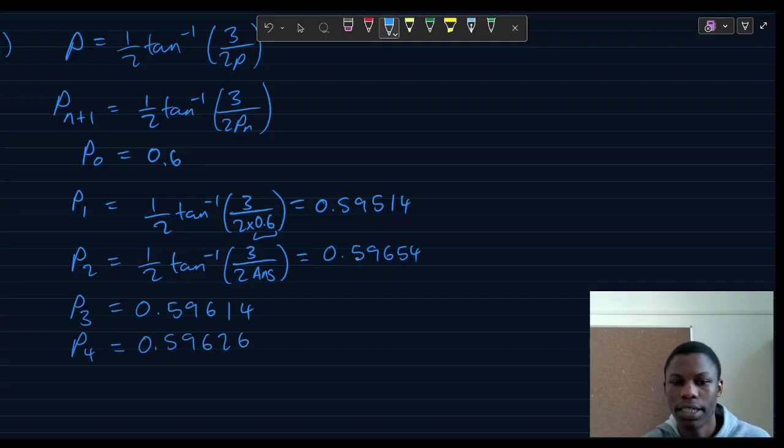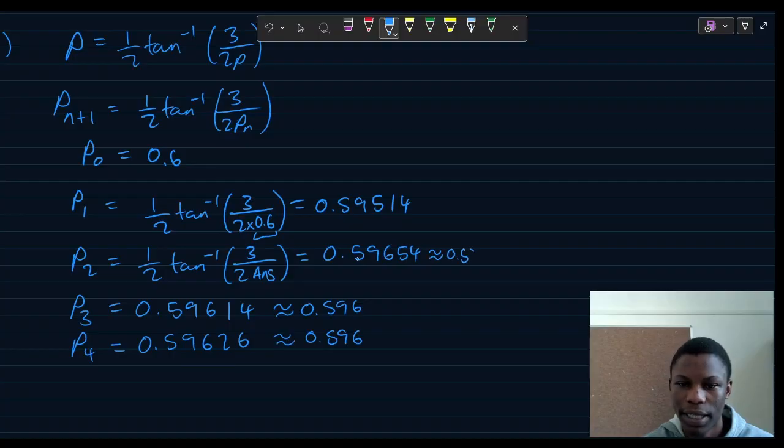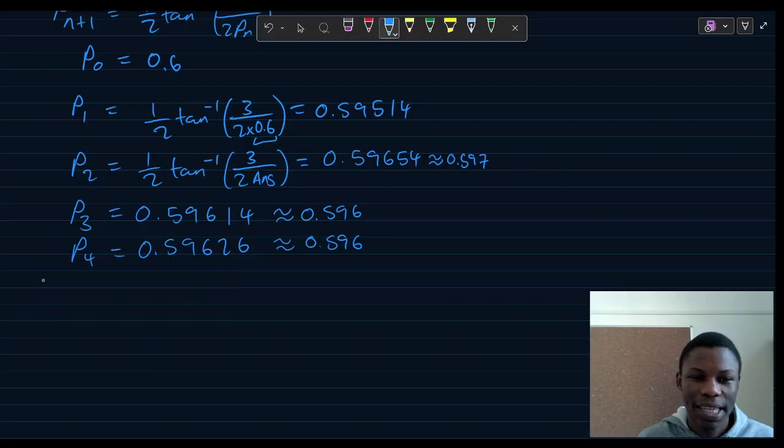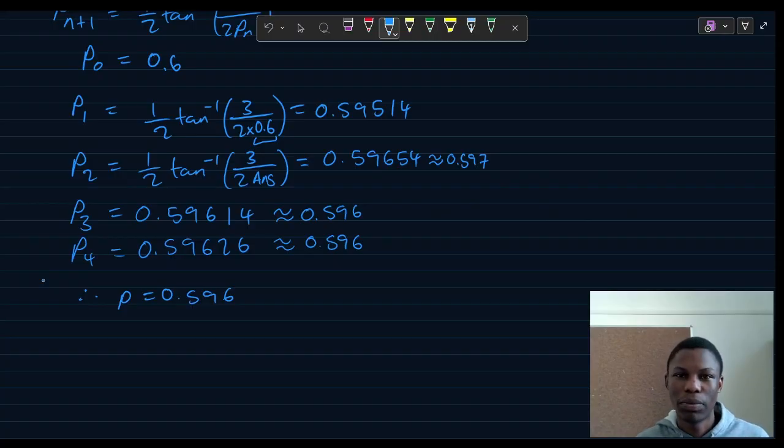0.59626. It looks like it's converged because this here to 3 decimal places is 0.596. This here to 3 decimal places is again 0.596. This one was 0.597, that's why we didn't take it. So we can conclude that therefore P is equal to 0.596, correct to 3 decimal places.